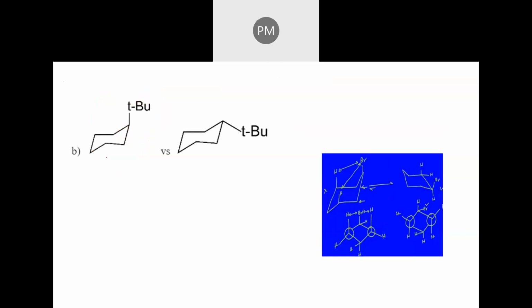Similarly, in the next example, consider tert-butyl in the axial position and tert-butyl in the equatorial position. What will happen when it is in the axial position? There are axial hydrogens here and here. Between these two axial hydrogens, the tert-butyl group is also a bulkier group, so there will be steric crowding and repulsion between the hydrogens and tert-butyl. So these conformations are not stable.